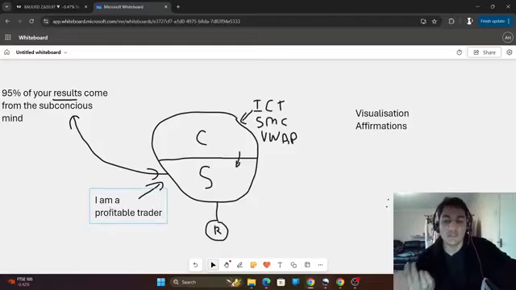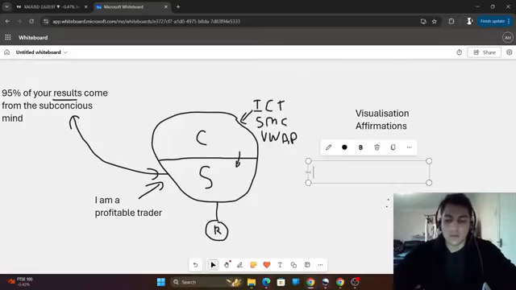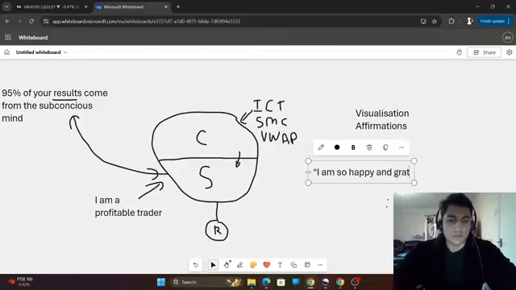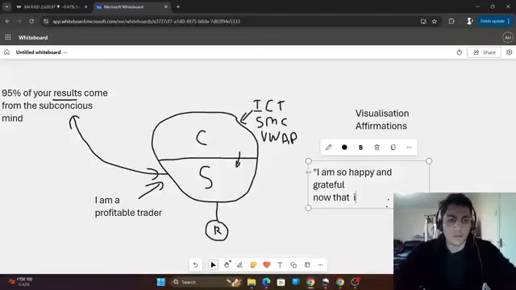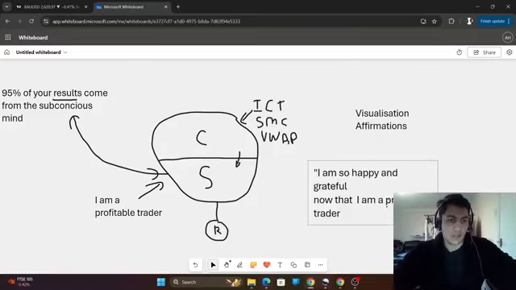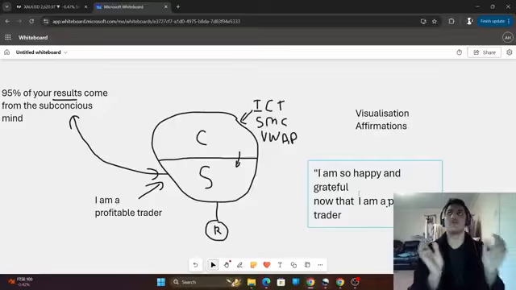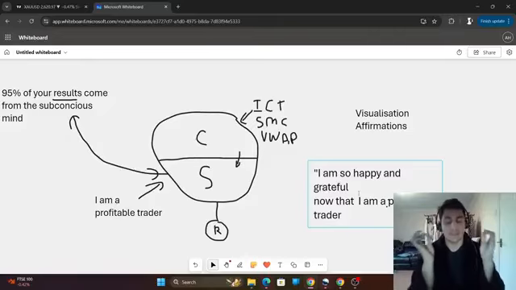So if you literally write, I am a profitable trader, or like I used to, I write down, let me just quote this, I am so happy and grateful now that I am. And let me tell you something, the phrase I am is so important. I am a profitable trader. If you say I am and something positive over time, by the law of attraction, that must come true. The exact same way if you say I am and then something bad.